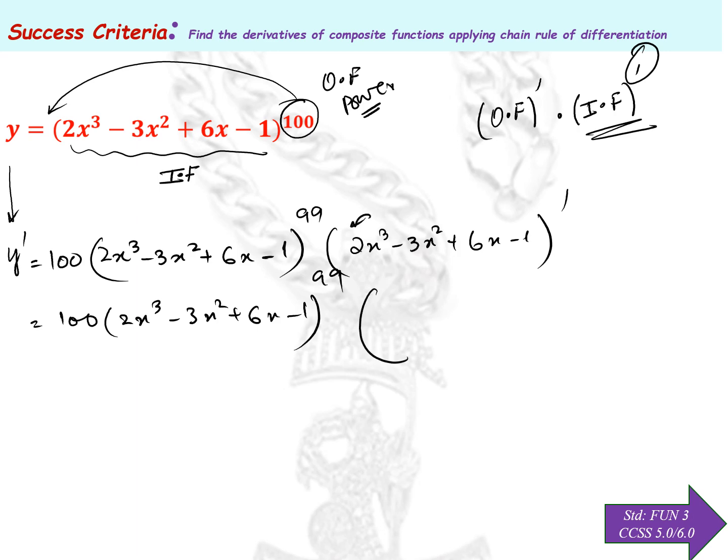So 3 times 2 is 6x to the power 2 minus 1, so we don't write the 1. Plus the derivative of 6x is 6. Derivative of 1 is 0, so no need to write. This is your answer.